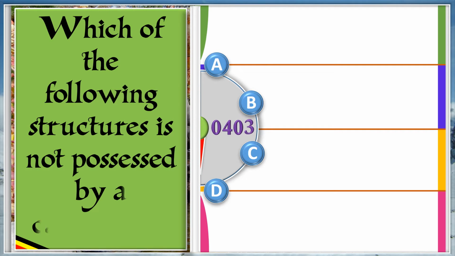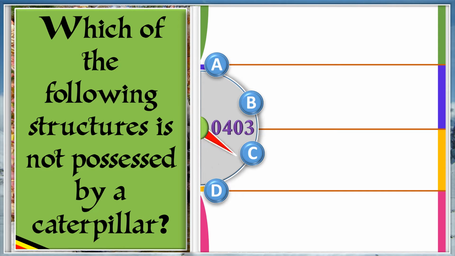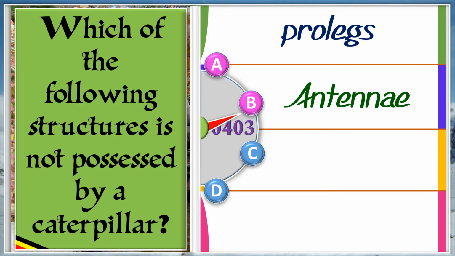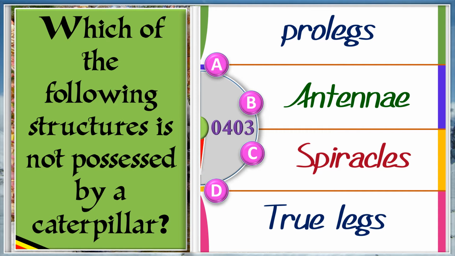Which of the following structures is not possessed by a caterpillar? A. Prolegs. B. Antennae. C. Spiracles. D. True legs. And the answer is B. Antennae.